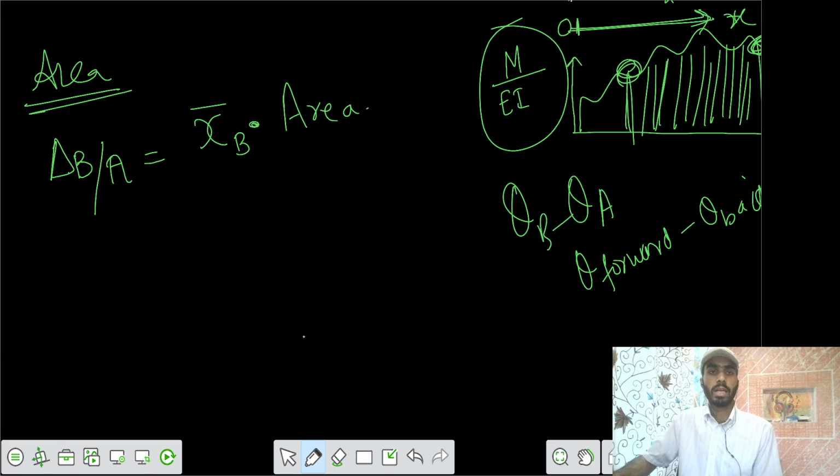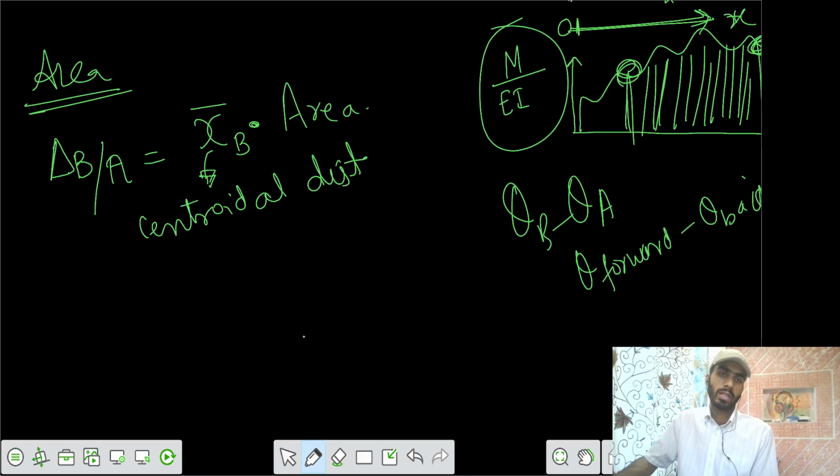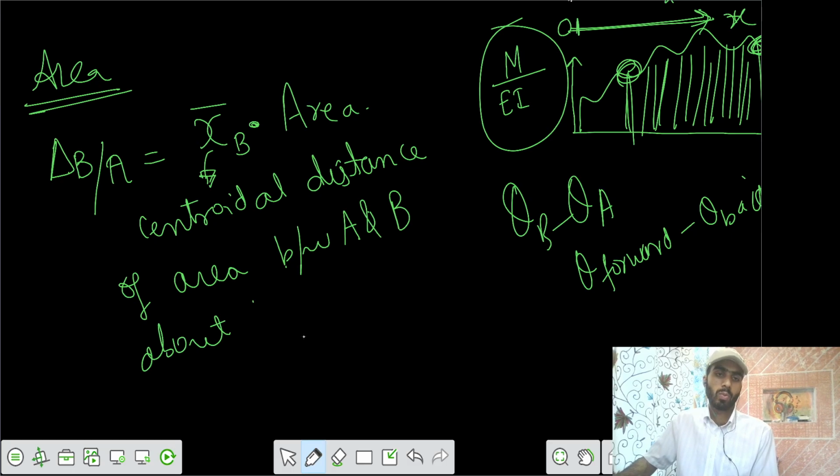Moment of area about that point B. So moment means the centroid of that area about the point B. That's the centroidal distance of that area between A and B, but that should be about point B.